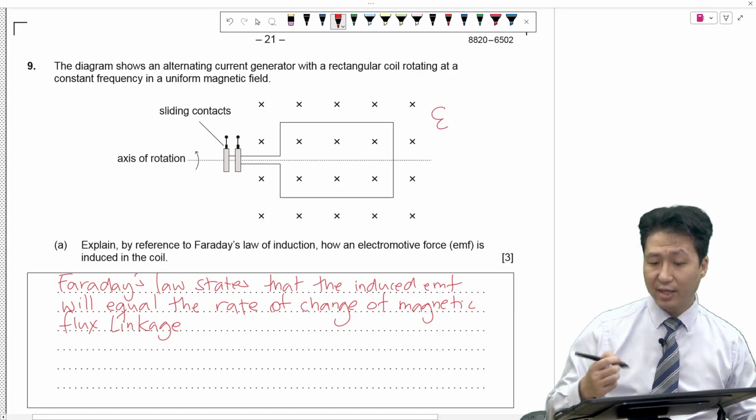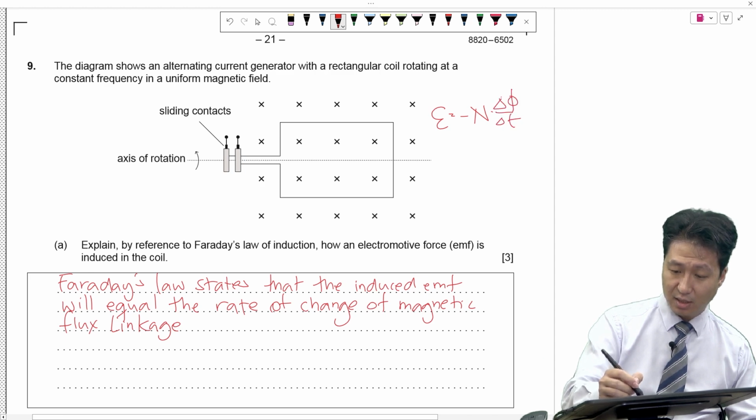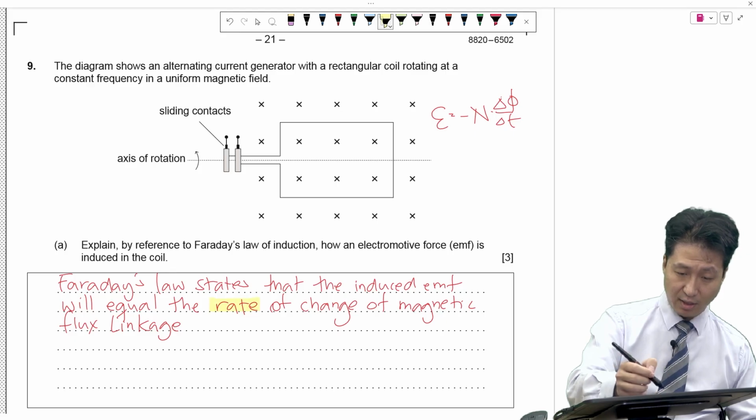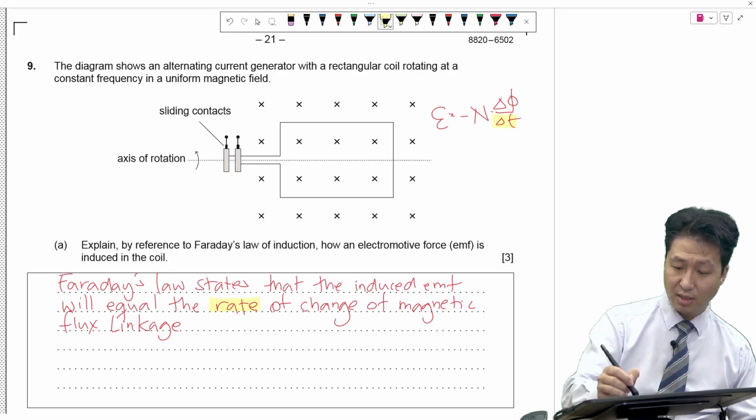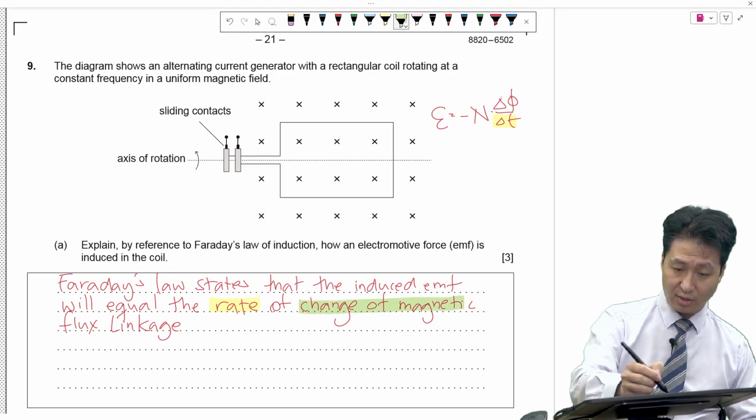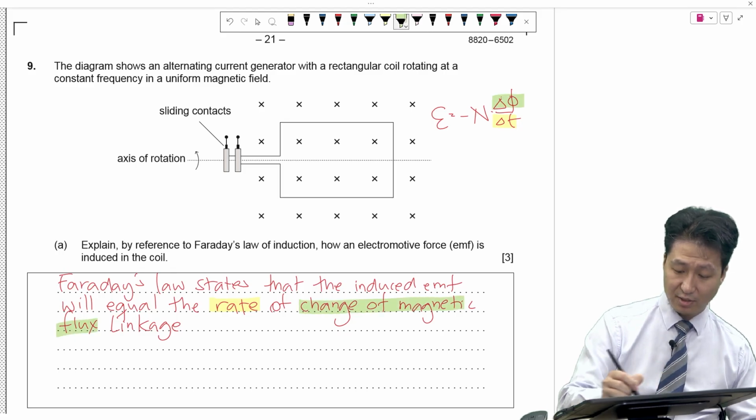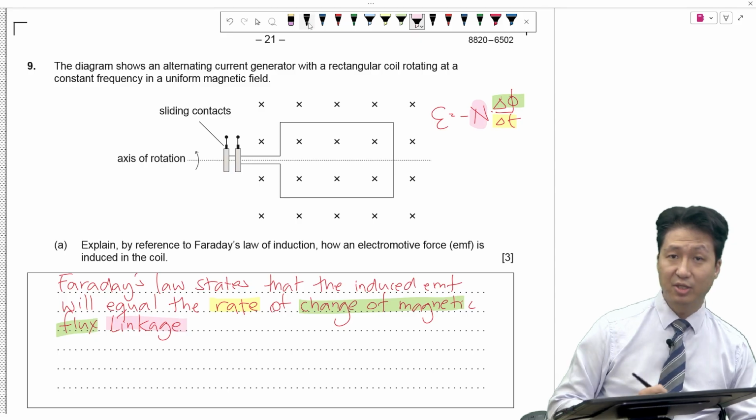Just to break down why this has to be the definition, the equation is EMF is negative N times change in flux over the change in time. So when you say rate of change, you're stating that it's divided by delta T. There's a change in the magnetic flux, which is delta phi. And the term linkage just means you're multiplying by the number of loops.